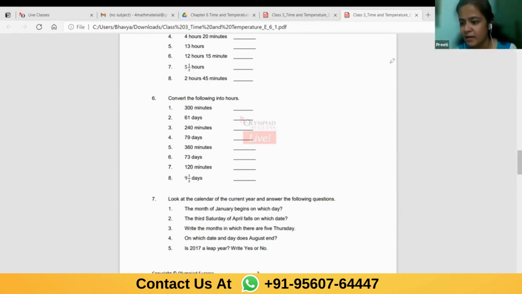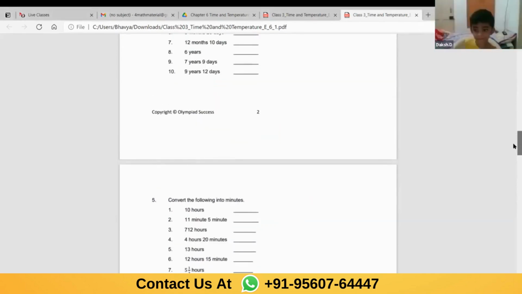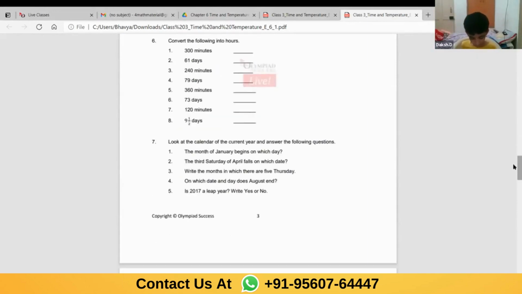Okay, one by one. Yes, Daksh, were you saying something? For the seventh one, what is the answer for the third one? Write the months in which there are 5 Thursdays. Look at the calendar of the current year and answer the following questions. Daksh, did you do it as per the current year? Because answers in the sheet might be different.